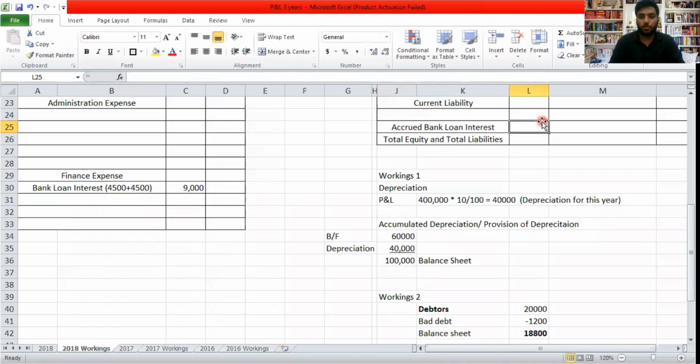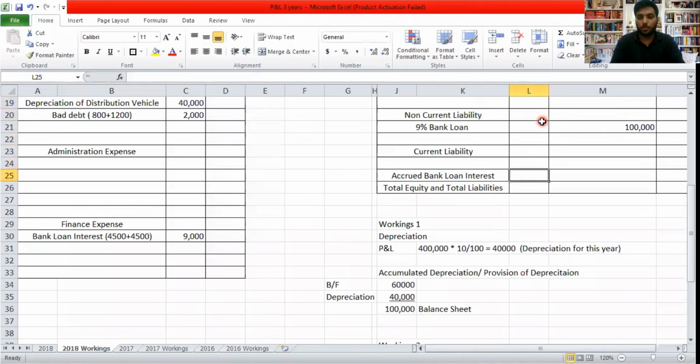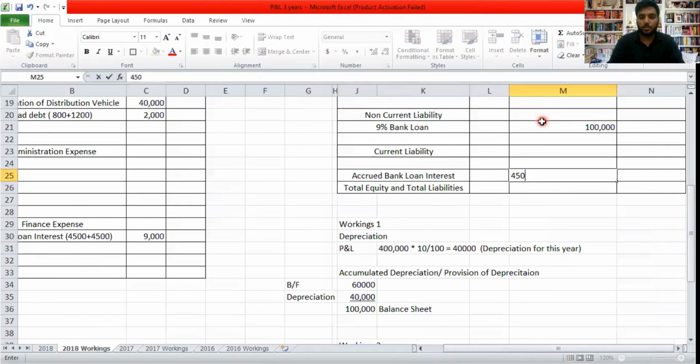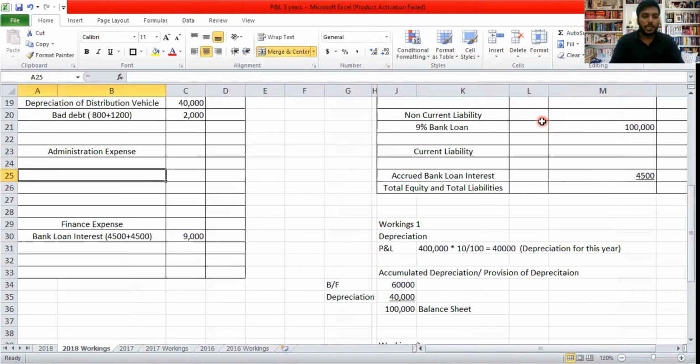So here I have put 4,500. I have kept one line for writing creditors. Most of the time you will have creditors here. So I'm going to have a total column here, 4,500. So that's all. We're done with all the adjustments on the paper in 2018.